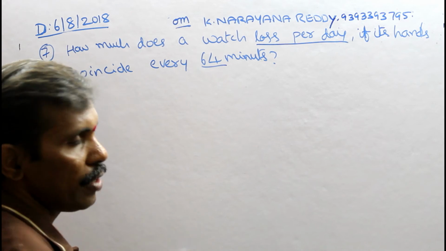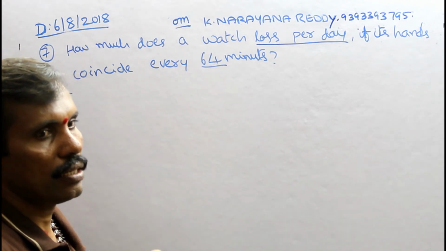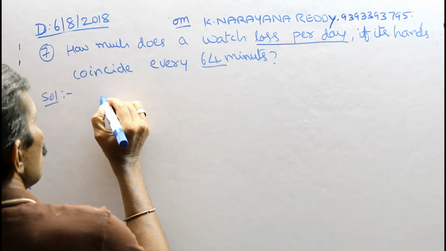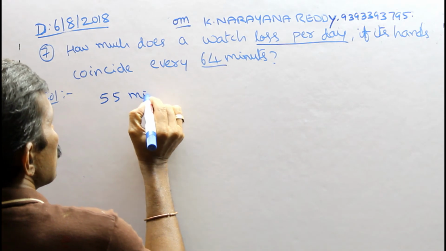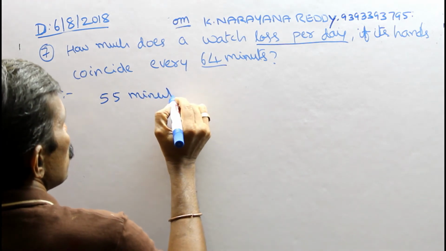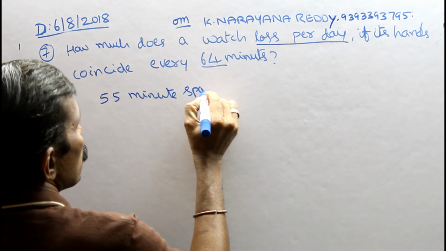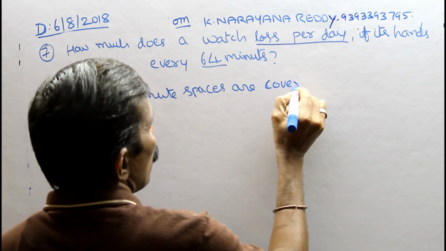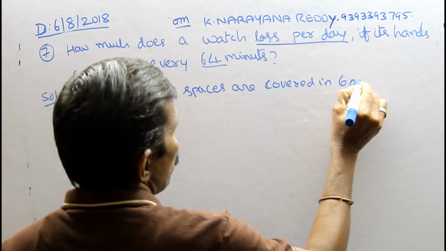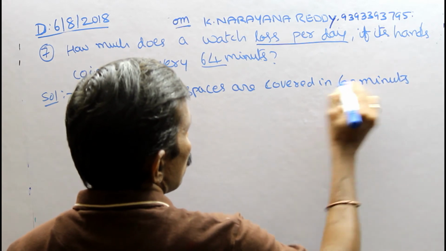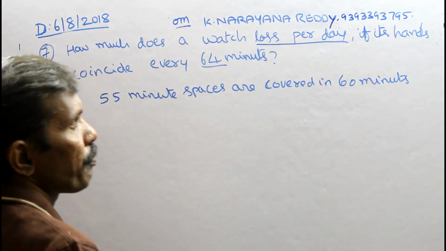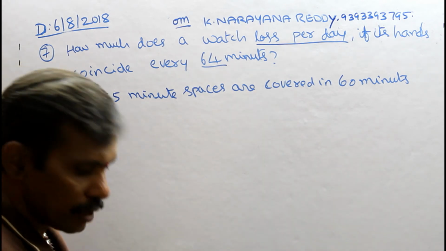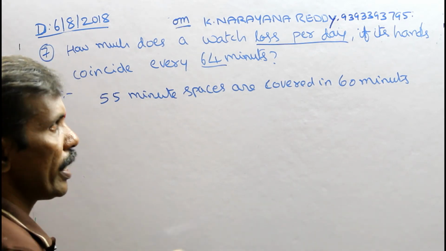Okay. So actually, the minute hand gains over the hour hand 55 minutes for each hour. Yes or not? So 55 minute spaces are covered in 60 minutes by the minute hand. You know that? Yes or not?